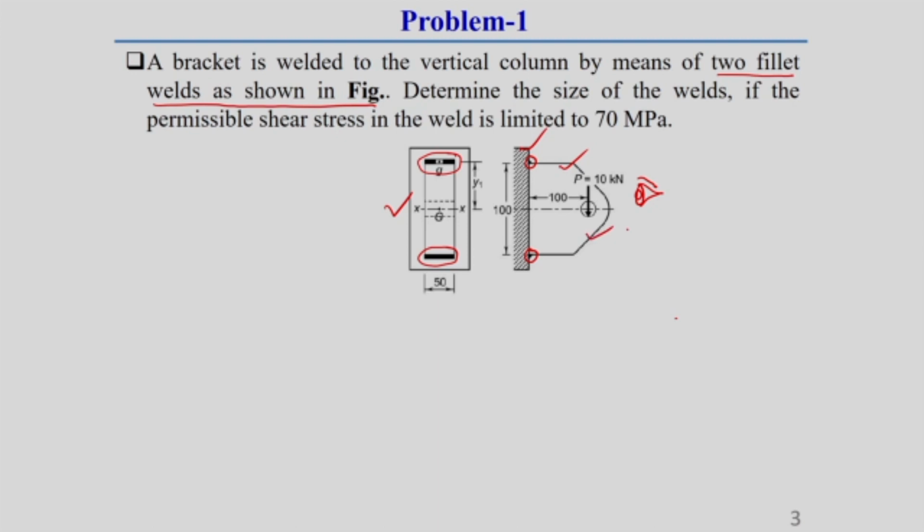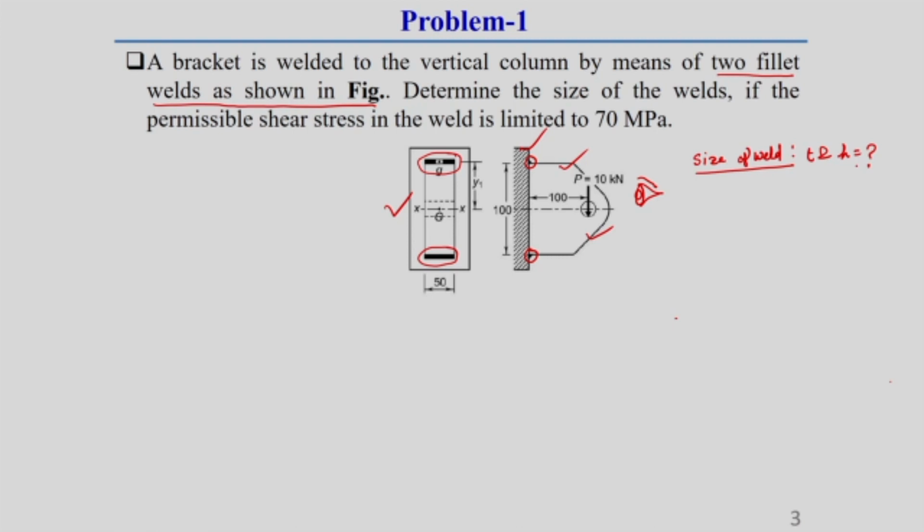Here we have to determine the size of the weld. What are the things required to do? We have to find the size of the weld. What do we mean by size of the weld? Size of the weld means we have to find T and H. T is the throat thickness and H is called the leg length. This we have to find out.